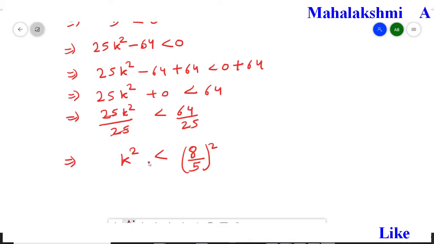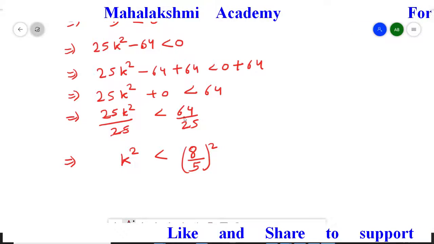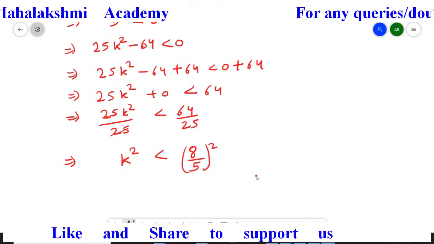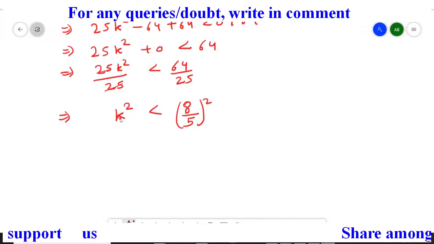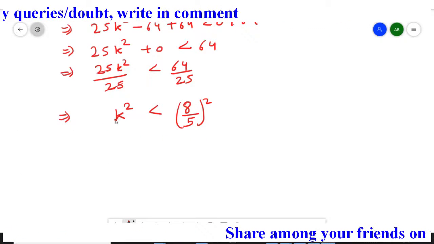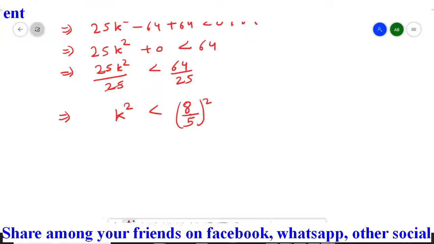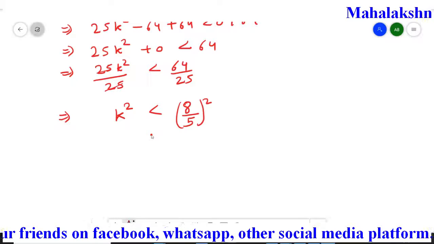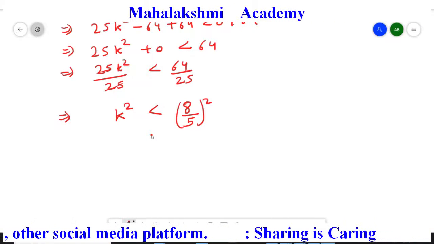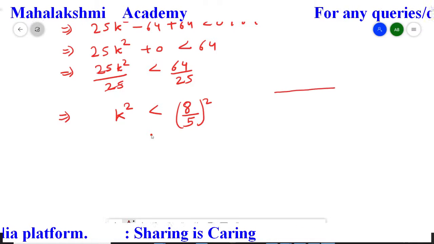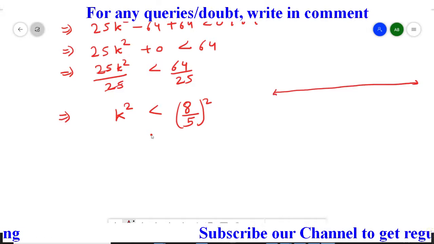Now after this, since here we have k in the form of square, that's why I wrote 64 upon 25 also in the form of square. Now we have to find all the values. So we have to think for what values of k it's going to be less than the square of 8 upon 5. Firstly, I am just making a number line here because it's very necessary to understand the number line concept to answer this question.